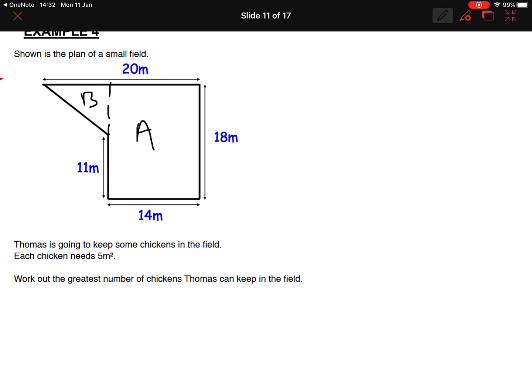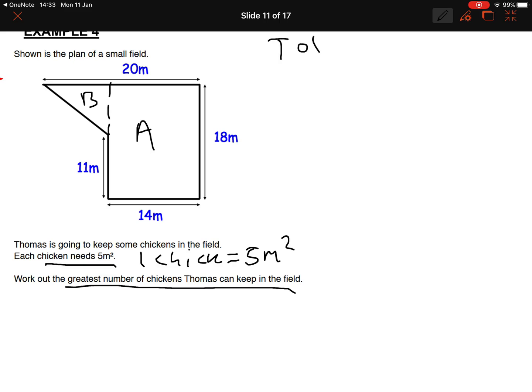So it says, the shape shown is a small plan of a field. Thomas is going to keep some chickens in the field, and each chicken needs 5 meters squared, okay? So one chicken needs 5 meters squared, okay? So we want to know how many chickens can occupy the field, okay? So if each chick takes 5 meters squared, how many chicks take the total area, okay?